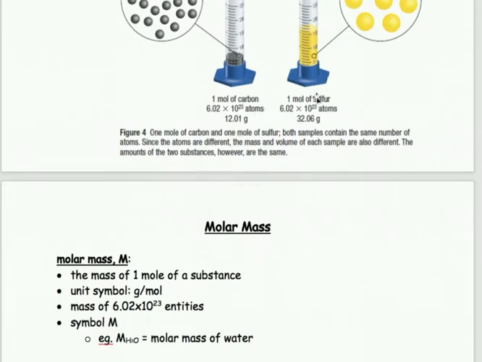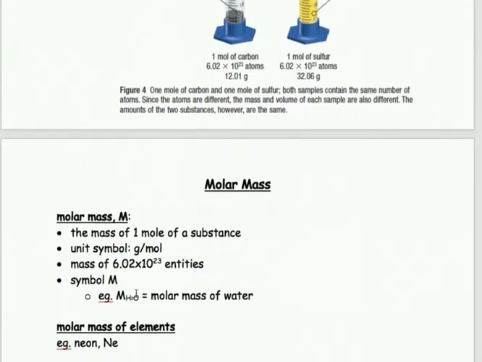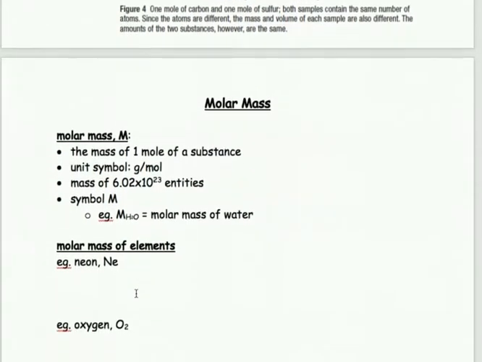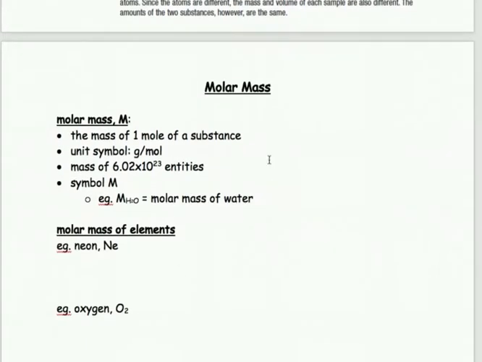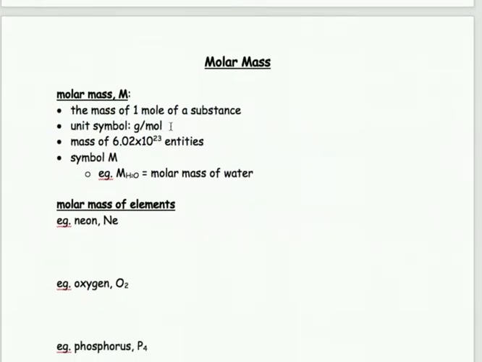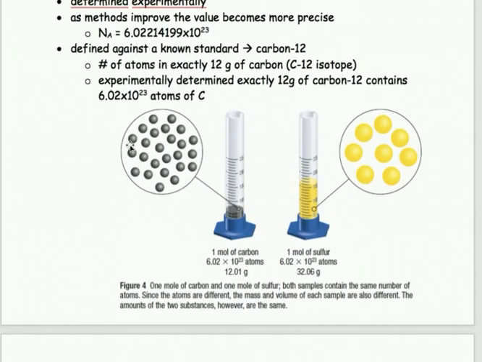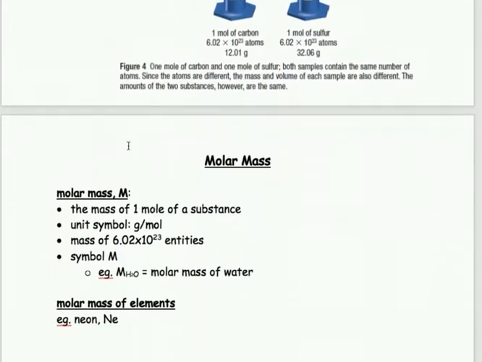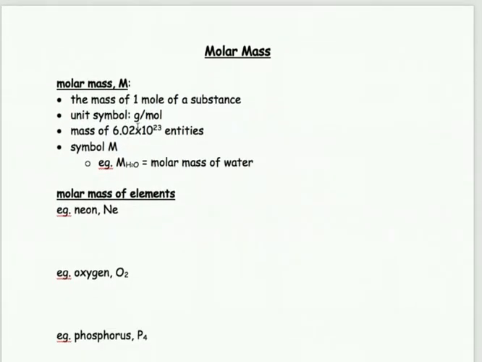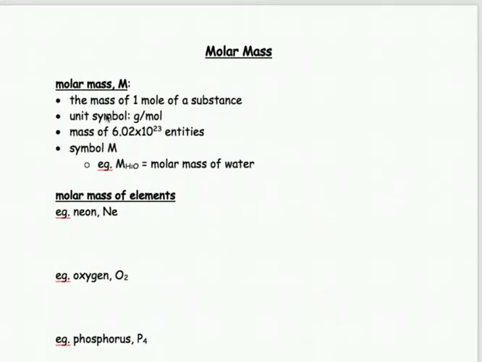Hopefully you can see that it'll be straightforward, but when they're in compounds, it takes some calculations. Because we're calculating a number today, you're going to be writing units with it. The unit for mole is mol. The units for molar mass will be grams per mole, okay? And the other note here: molar mass is the mass of 1 mole, so it's the same as saying it's the mass of 6.02 times 10 to the 23 entities.